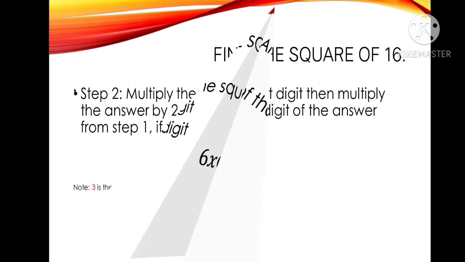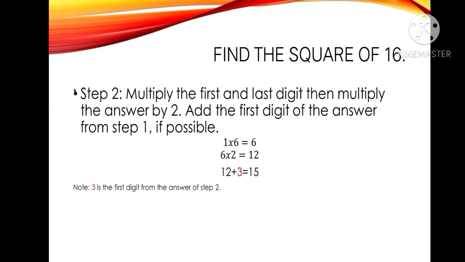And then the next step is to multiply the first and last digit, then multiply the answer by 2. Add the first digit of the answer from step 1 if possible. Since the first digit is 1 and the last digit is 6, we have 1 times 6 that is equal to 6, and the answer will be multiplied by 2. So we have 6 times 2 is equal to 12. Since in the first step the answer is 36 and the first digit is 3, we are going to add 3. So we have 12 plus 3 is equal to 15.